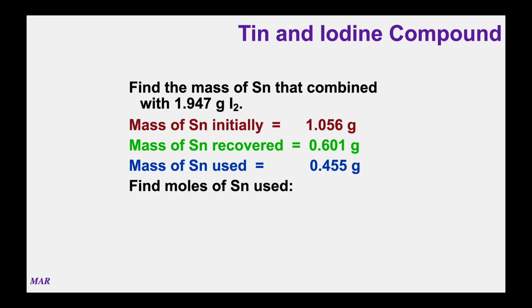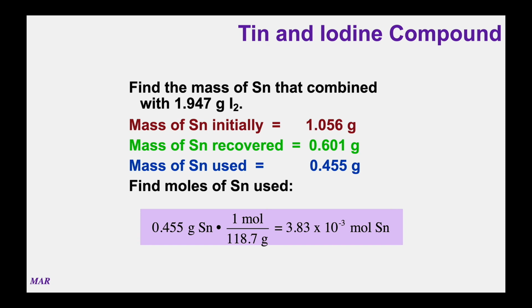So let's find the moles of tin. We're going to use the 0.455 because that's how much was used up. Tin is about 118.7 grams per mole. Still got the 3 sig figs going through, so 3.83 times 10 to the minus 3 moles of tin were placed into the beaker and used to make that orange stuff.